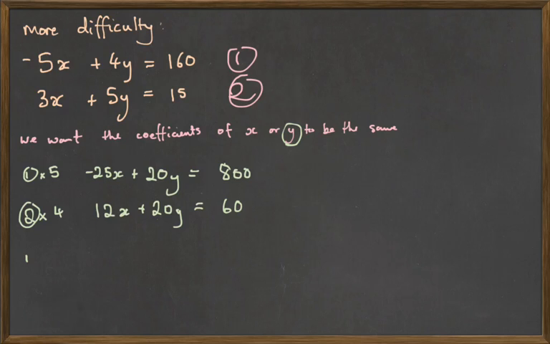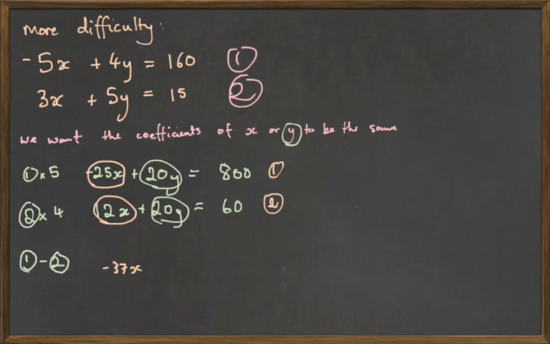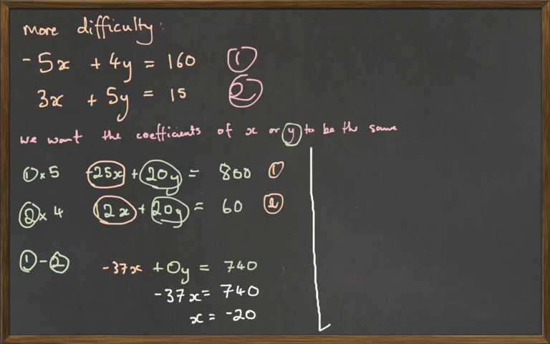Now in order to eliminate the y's, I can do equation 1 take away equation 2. I'm going to relabel these 1 and 2. Equation 1 take away equation 2. Starting at the top there, I've got minus 25x take away 12x. This will leave me with minus 37x. It's very important to keep track of the signs. In equation 1 we've got 20y, take away 20y from equation 2 gives you 0y, and then 800 take away 60 will give you 740. So minus 37x is equal to 740. Doing the division gives you x is equal to minus 20.